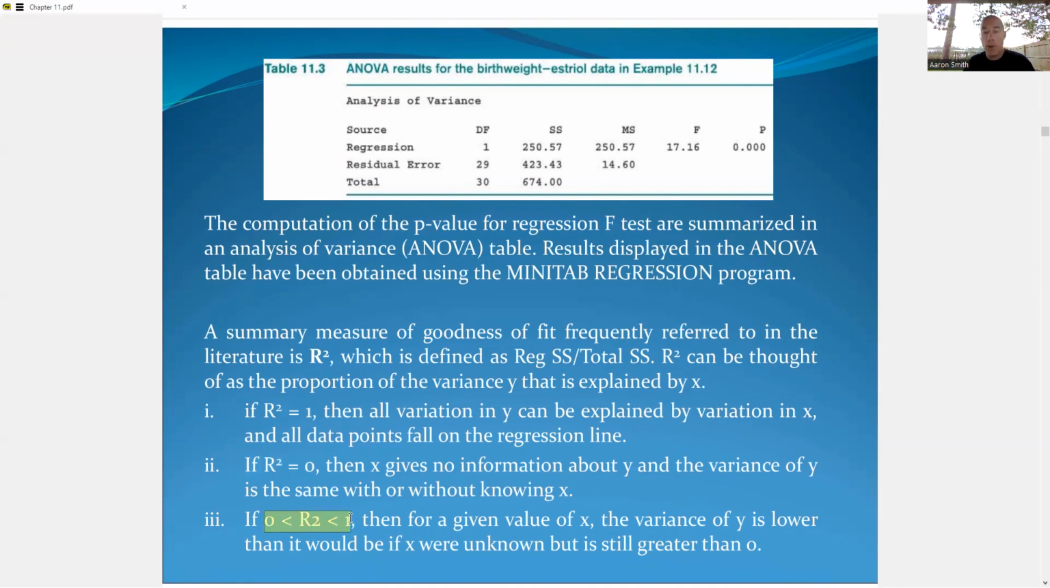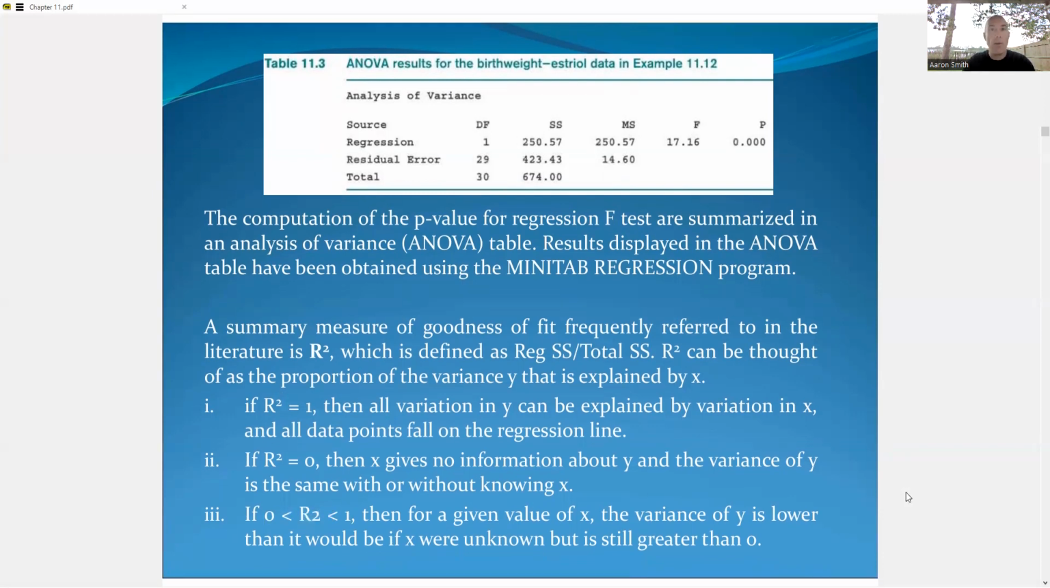The bigger R squared is, the greater the correlation between X and Y. Close to 1 means strong correlation. Close to 0 means no correlation. We can interpret this as how much variation in Y is accounted for by X. It's how some people like to talk about it.